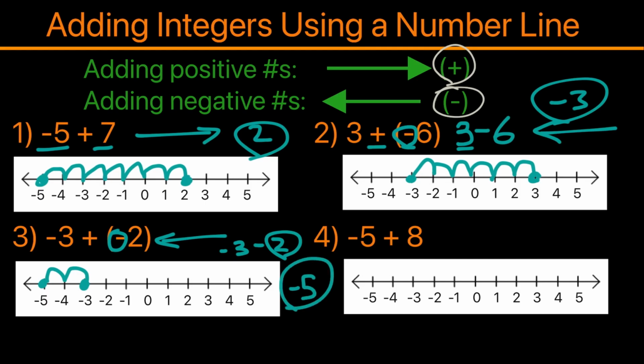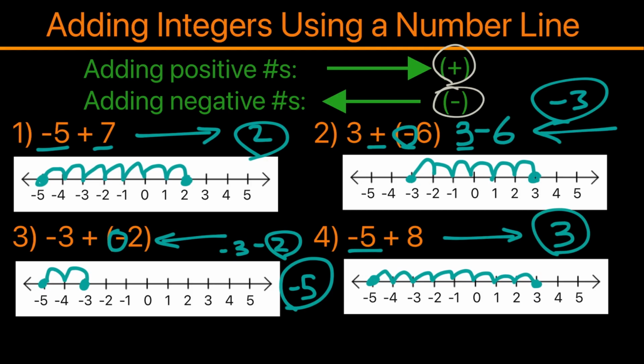For the fourth example, we have -5 plus 8. So we know we're increasing the value, and that means we're going toward the right. The starting point will be -5, and we'll go 8 spaces to the right. It'll be 1, 2, 3, 4, 5, 6, 7, 8. So our final answer would be 3 for the fourth example.